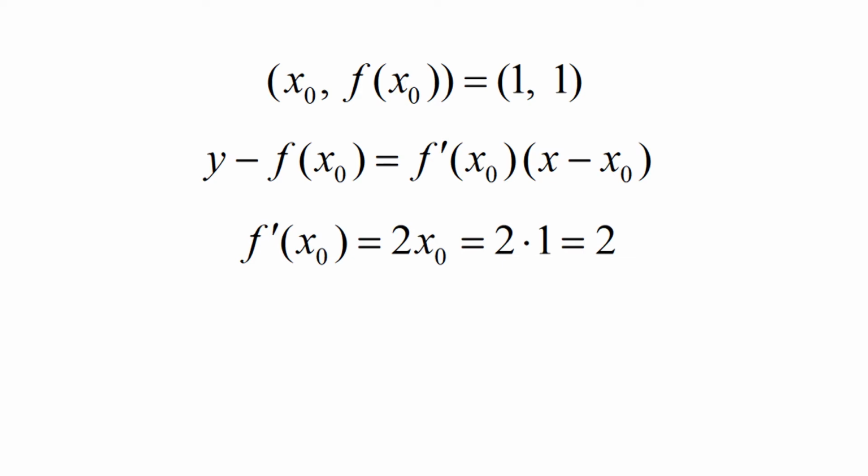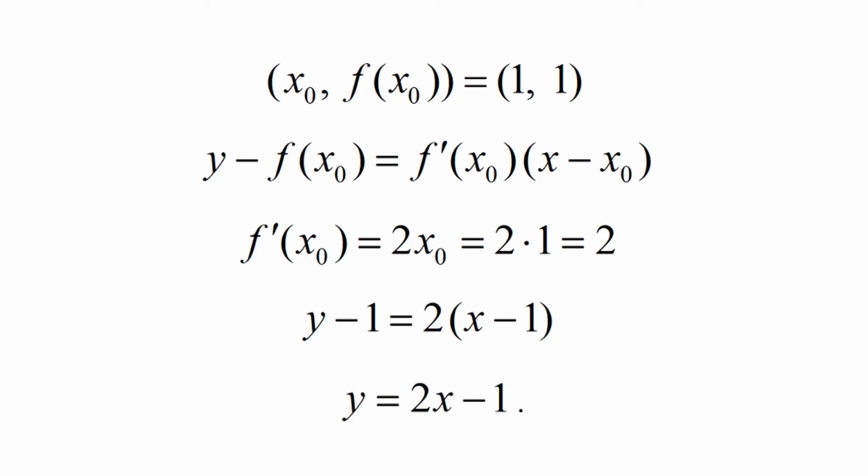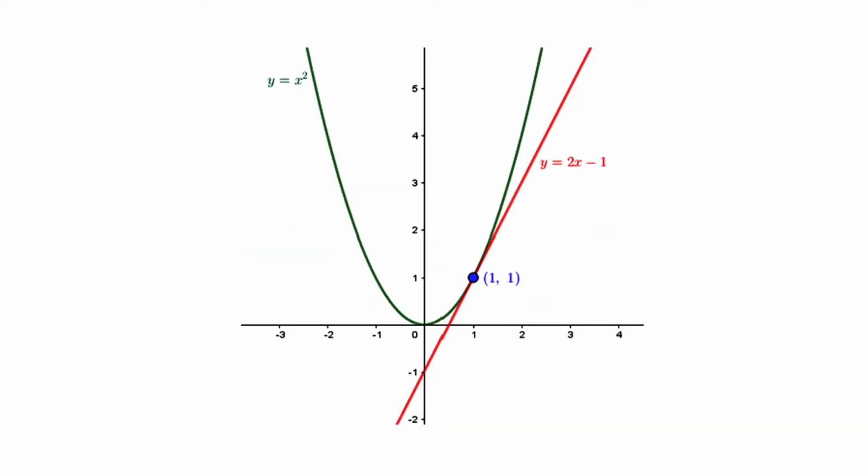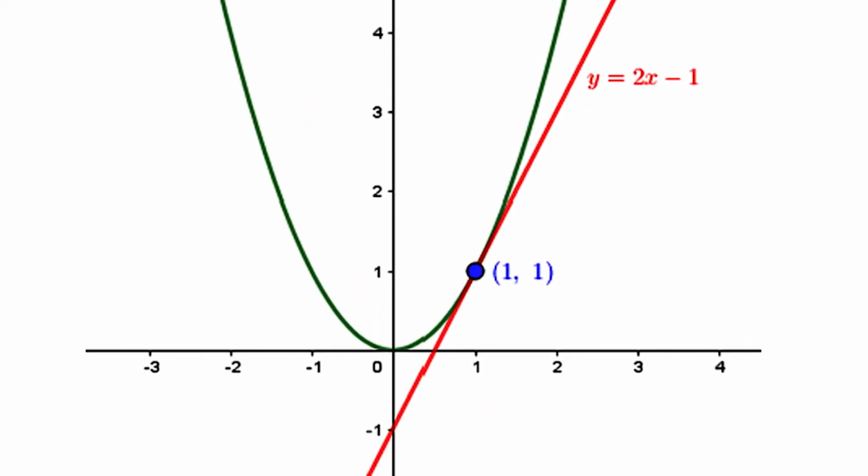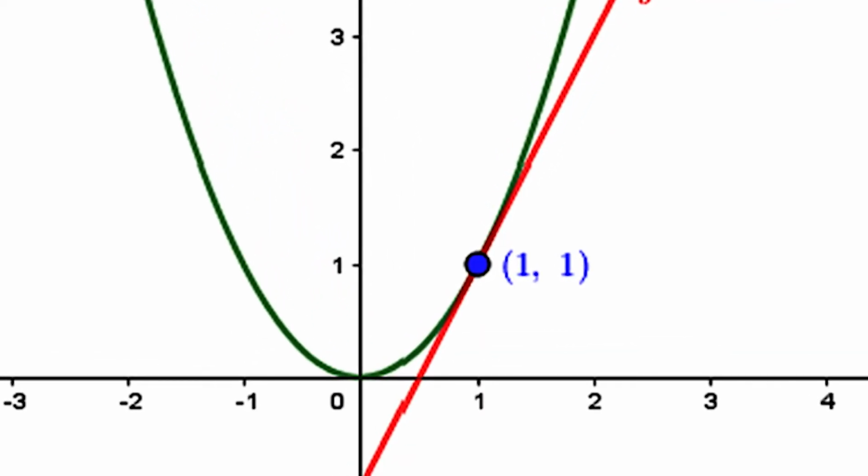Since f prime of x naught is equal to 2 x naught, which is equal to 2 times 1, which is equal to 2, the above equation of the tangent line gives y minus 1 is equal to 2 times x minus 1, that is y is equal to 2x minus 1. We draw the parabola y is equal to x squared and the tangent y is equal to 2x minus 1 to the parabola at the point (1, 1).